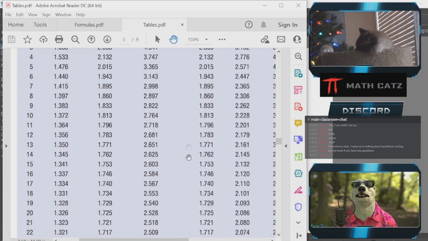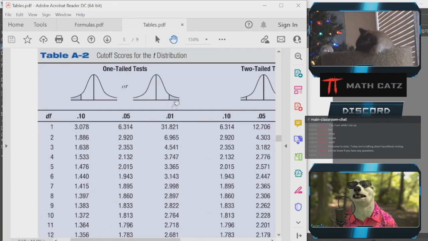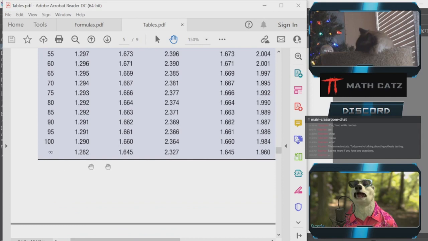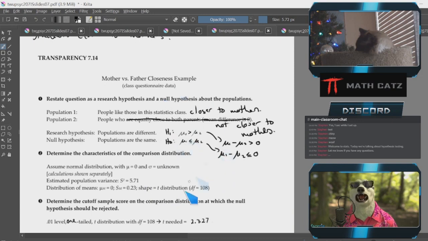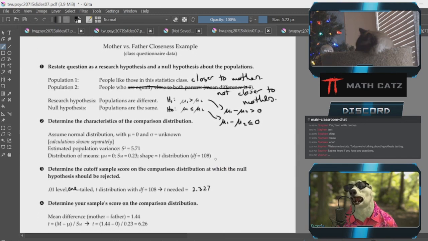Look at the table. It is a one-tailed test. Look at the tail, 1% column over here. We go all the way down. Oof, over 100, 2.327. Let's see what they have over here. I changed this, which is why I wrote stuff in here. I wanted to have a one-tailed test in my video.